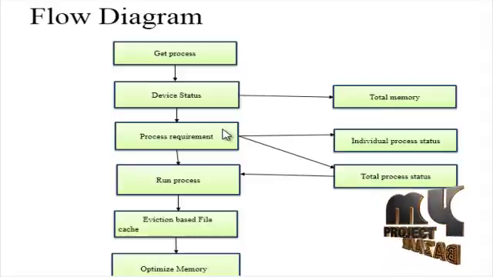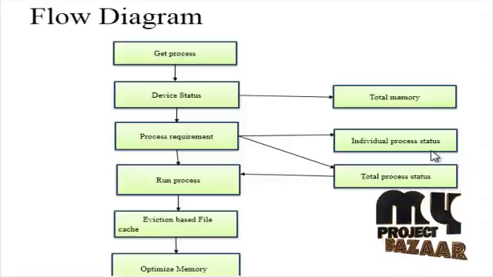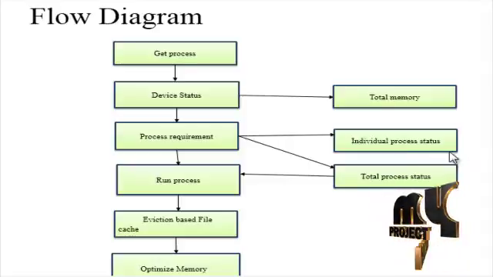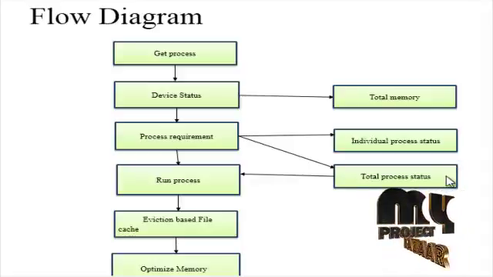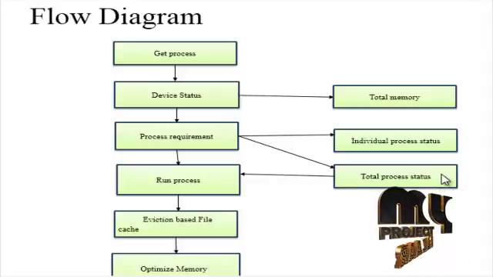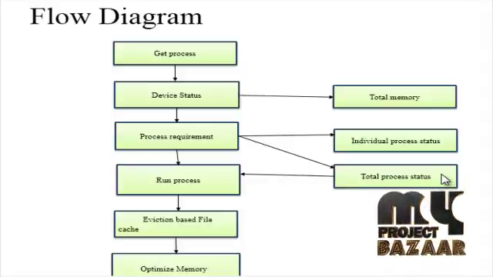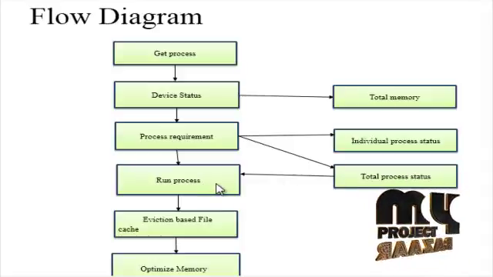In this process requirement, we will also be checking two phases, which are individual process status and total process status. Individual process status is needed to run more applications, and total process status is needed to check whether the device is applicable for running our applications or not. Then, if the total process status is positive, we will go to the run process. In this run process, our application will start running.